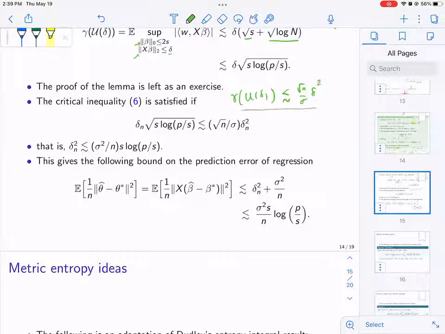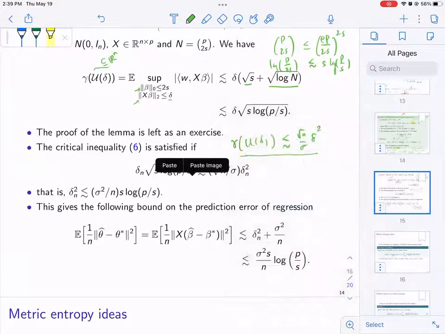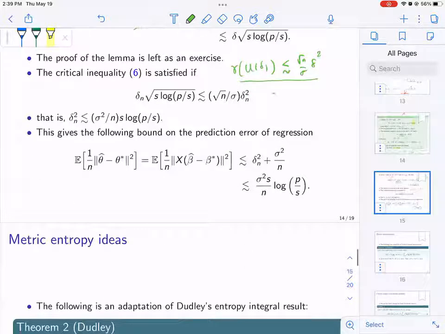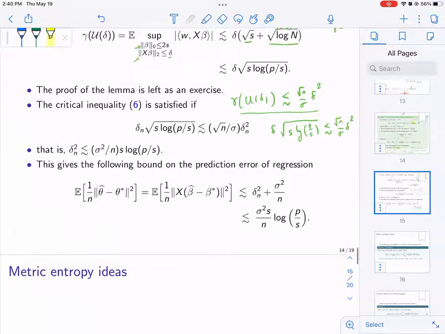So I want to solve this equation. On this side I have an upper bound, so I'm going to plug in the upper bound. I want the smallest delta that satisfies it. You can argue for yourself that things get bigger if I replace this with an upper bound. I'm going to do that, and then I get root n sigma delta squared. What happens is that one of these deltas cancels out. So I get delta is bigger than or equal to sigma root n root s log p over s.